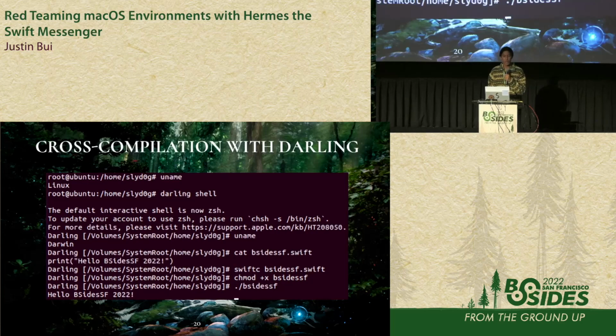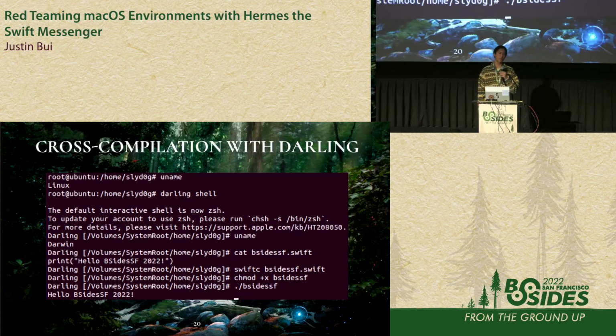Here's an example of cross-compilation with Darling. First, we run the uname command to show that we're on a Linux host. Then we drop into a Darling shell using darling shell. And then we run the uname command again, and it returns Darwin. So we're on this kind of macOS emulated layer at this point.